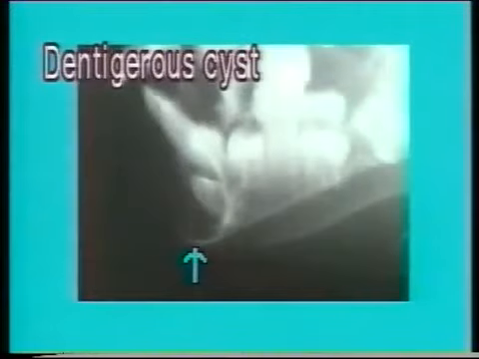This is another dentigerous cyst in the mandible, showing an unerupted incisor inside the cyst. In the lateral view, note the bone expansion, thinning of the cortex, and the adult tooth inside the cyst.